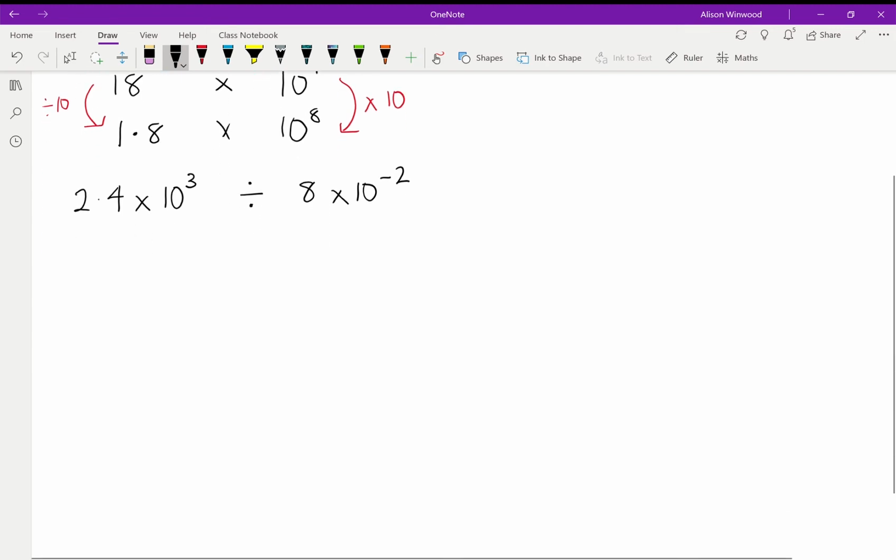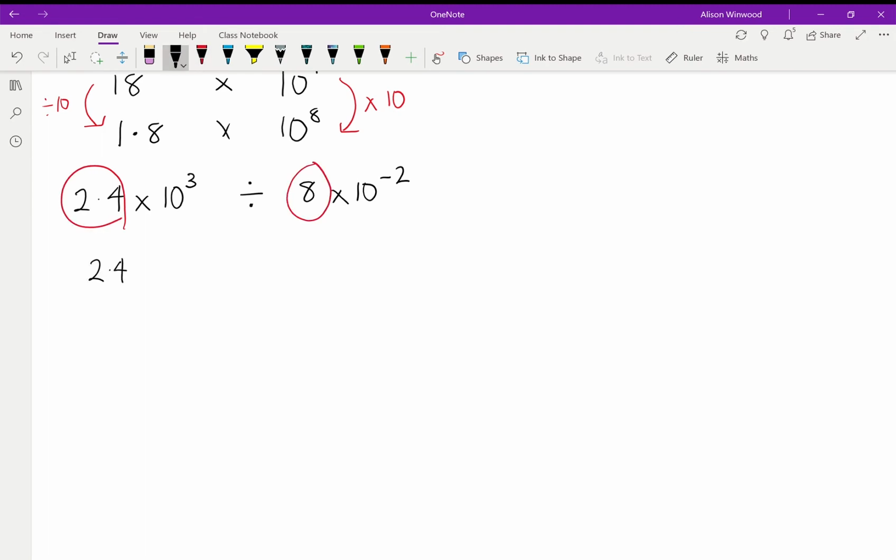Division is similar but not quite the same. We've got to be very careful with how we write this. So again, we can employ the number parts first, so 2.4 divided by 8, but they're still multiplied by the 10 to the powers, so 10 to the 3 divided by 10 to the negative 2. So we've gone from having 2 multiplication signs and a division to having 2 division signs and a multiplication.